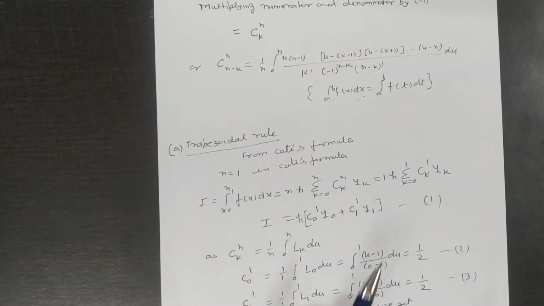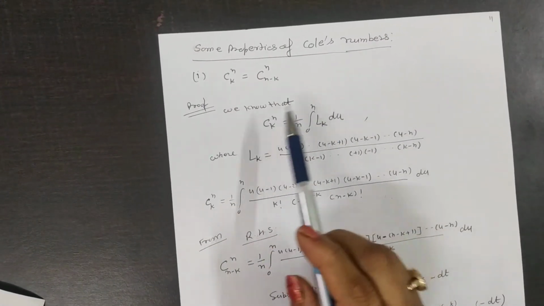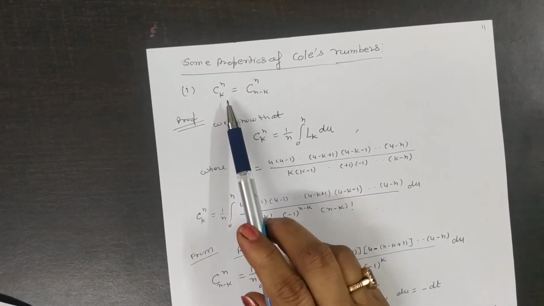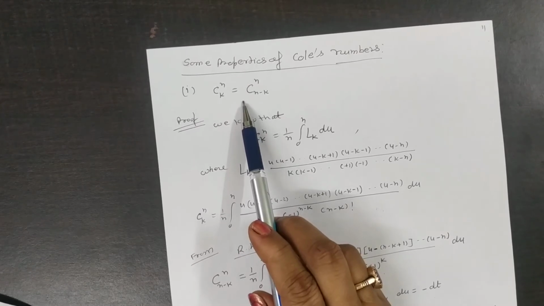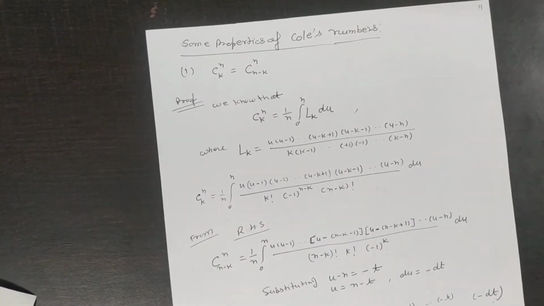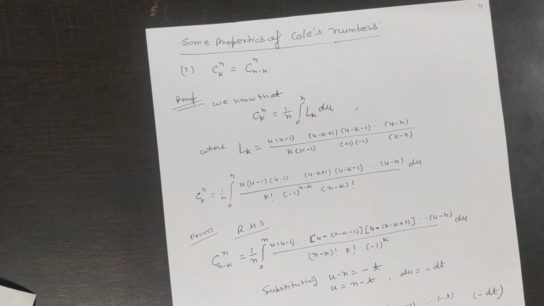So this is the property. This property is proved. So you have proved this property: C_k^n is equal to C_{n-k}^n. Yes, students, I think it is clear.